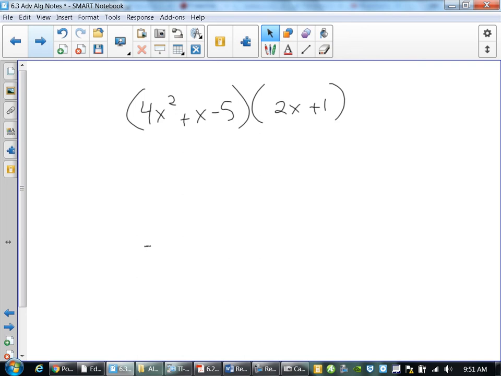Notice in this one you're going to multiply a trinomial times a binomial. Does the order in which you multiply matter? Would it be easier to multiply the 2x plus 1 into the 4x squared, or would it be 4x squared into the 2x minus 1? First one. So what would you write down first then?